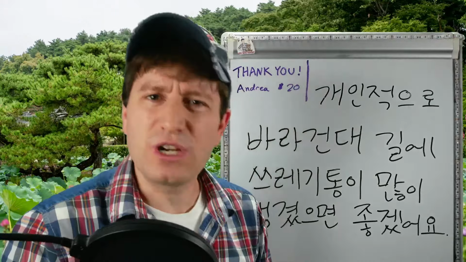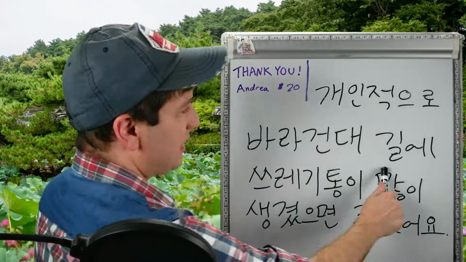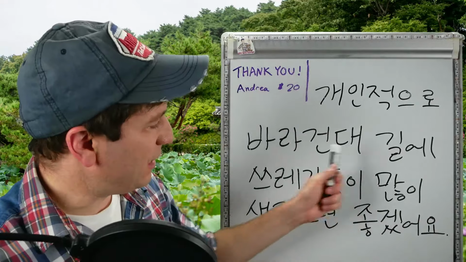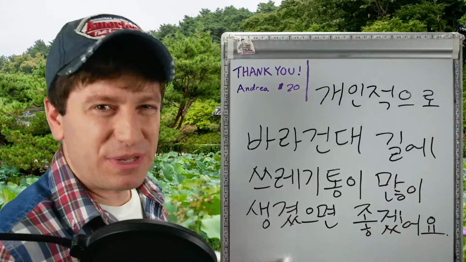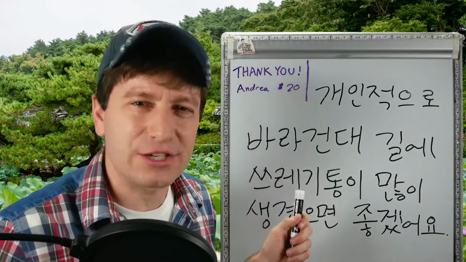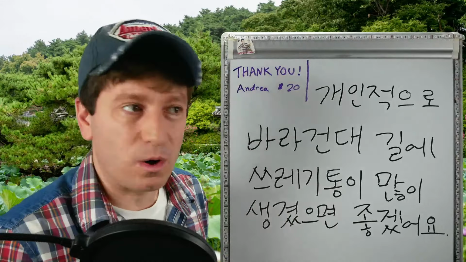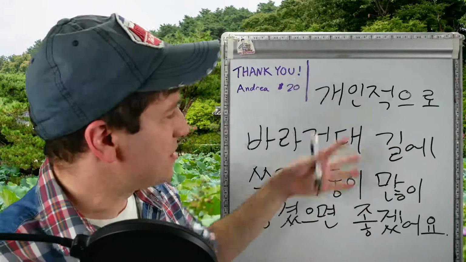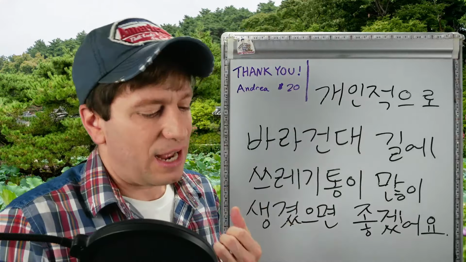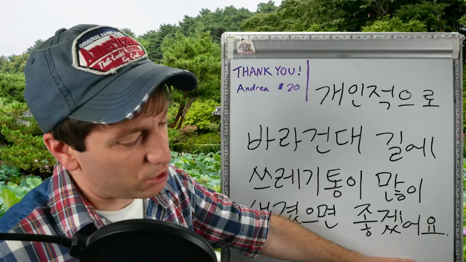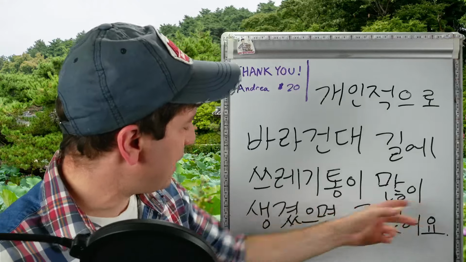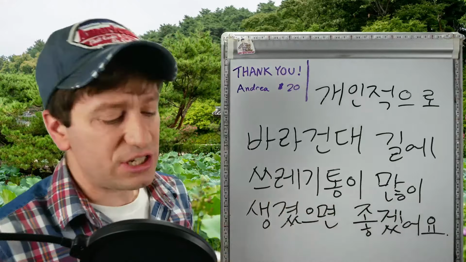So what I personally wish for is 길에, on the street. 쓰레기통 is trash can. 쓰레기통이 많이, a lot. 생기다 is to appear. 생겼으면 좋겠어요. So I wish that a lot of trash cans would appear on the streets is what it literally means. But it's how you say, I wish there were more, as in I wish there would be more trash cans on the streets. So what I personally hope for, or what I personally wish for, is that I hope that, 면 좋겠어요. I hope that there will be more trash cans in the streets. 개인적으로 바라건대 길에 쓰레기통이 많이 생겼으면 좋겠어요. So what I personally hope for is this.